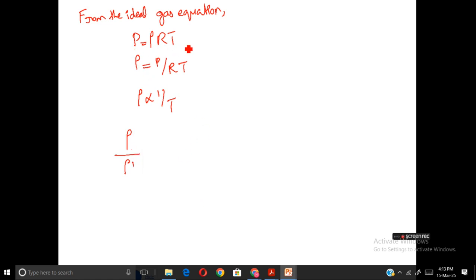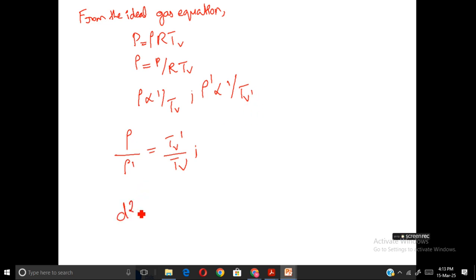So in case of a moist parcel, here we are mostly discussing the vertically accelerated moist parcel. In that case, T will become TV, which is the virtual temperature we have already discussed. So rho by rho dash will become TV dash by TV, right? Since rho is proportional to 1 by TV, rho by rho dash is TV dash by TV.